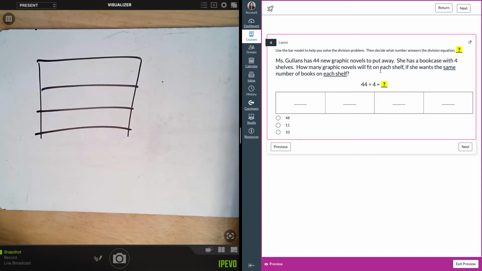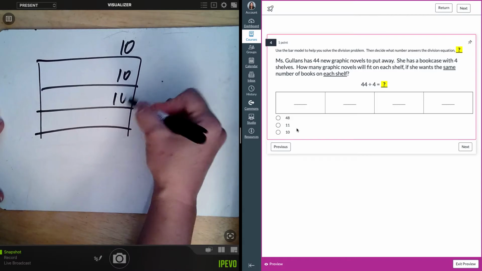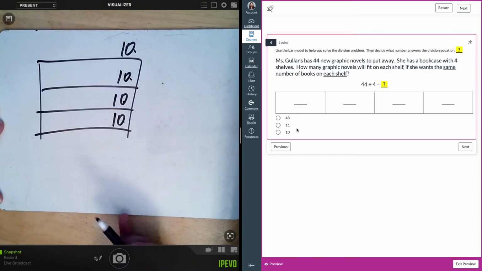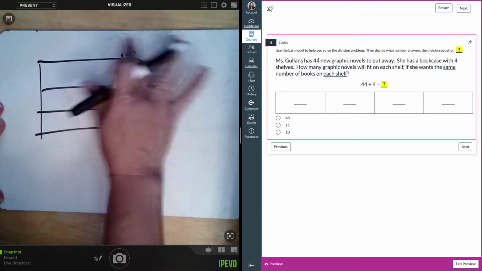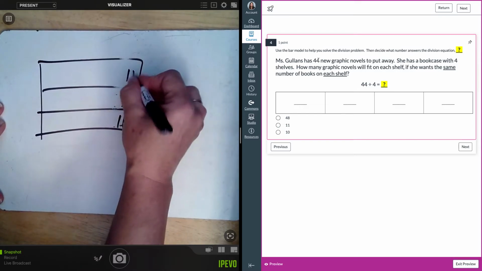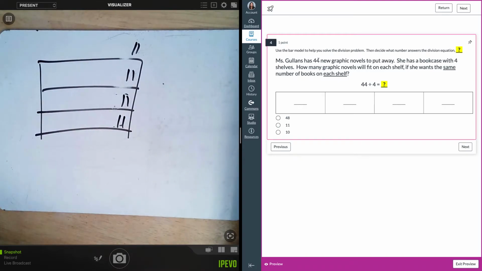So I'm given 44 divided by 4 equals... I can even, since it's multiple choice, just see, right? I could kind of check. If this was 10, 10, 10, 10, I'd be close: 10, 20, 30, 40. But she has 44 books. So what if this was 11 on each shelf? 11, 22, 33, 44.